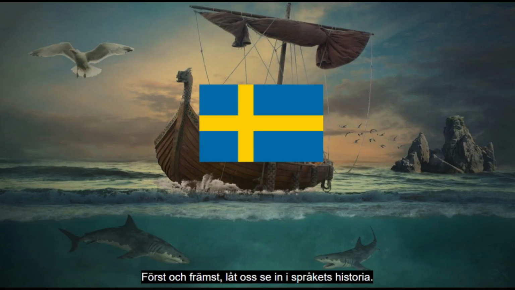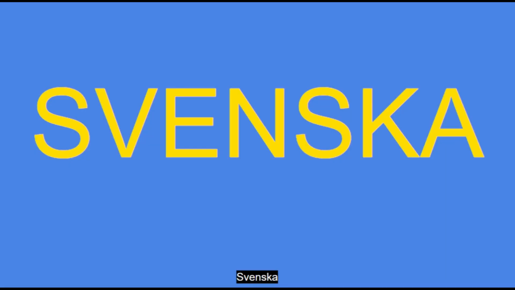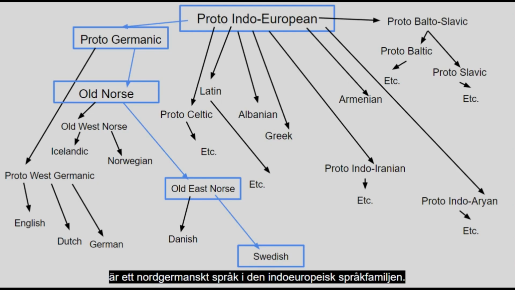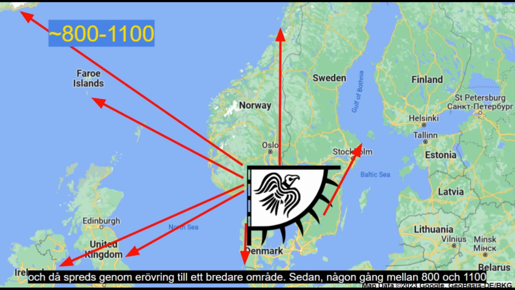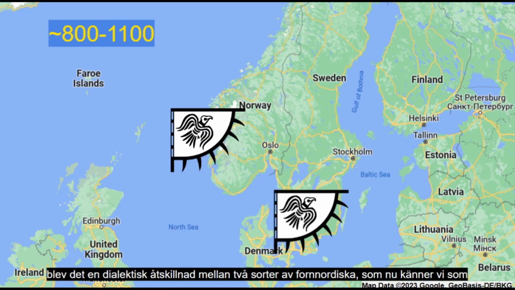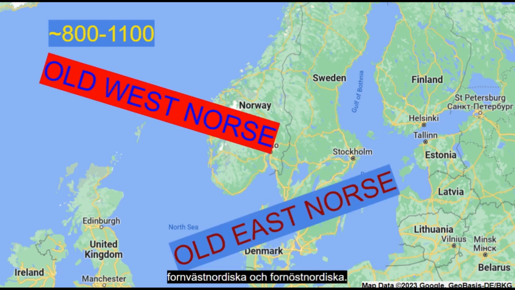First off, let's look into the history of the language. Swedish, or svenska, is a North Germanic language in the Indo-European language family. As a North Germanic language, it descends from Old Norse, the language of some people you may have heard of called the Vikings. Old Norse started in around 600 AD in this general area, which includes parts of modern-day Norway, Sweden, and Denmark, and then spread through conquest to a broader area. Then, sometime between 800 and 1100, there became a dialectal distinction between two varieties of Old Norse which we now know as Old West Norse and Old East Norse.